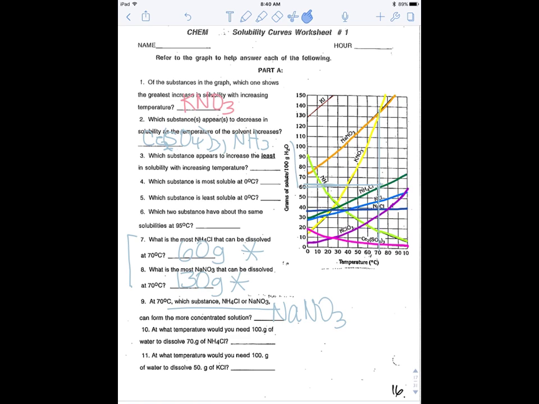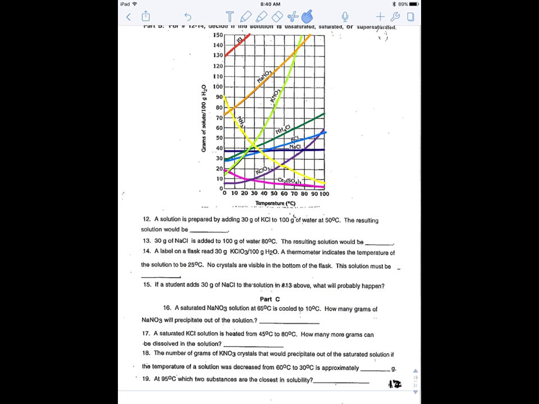If we go to the next page, they get a little bit more complicated. So we have to know, are these saturated, unsaturated, or supersaturated? So this is where we need to know below the line, on the line, above the line. So it says we've got 30 grams of KCl at 50 degrees Celsius. So I want 50 degrees and 30 grams. KCl is this bright blue line. That is below the line. It's right here. It's below my line, so that would be unsaturated.